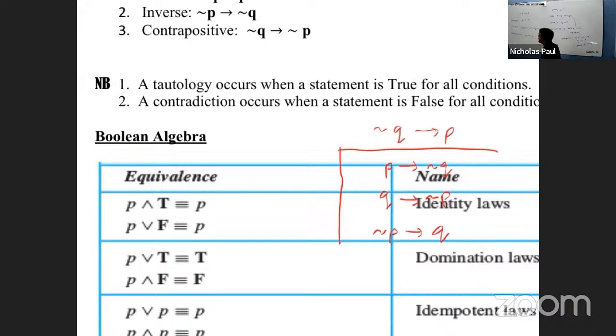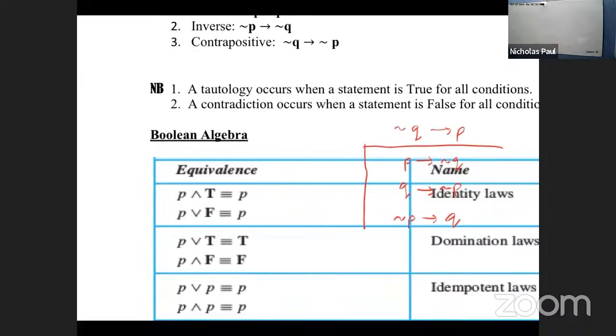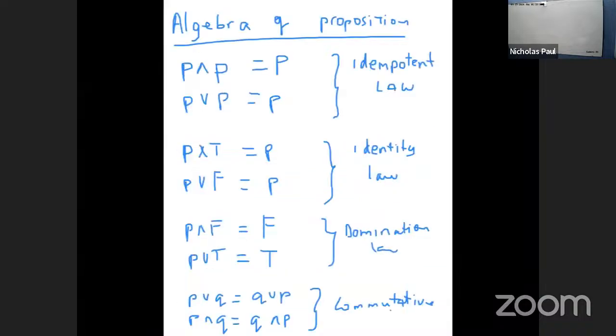A tautology occurs when everything is true, and a contradiction is all false. So before we do any questions on the algebra, I'll just give you back all the rules. As I said, it never came before, but it's on your syllabus. All right, so let's start here.